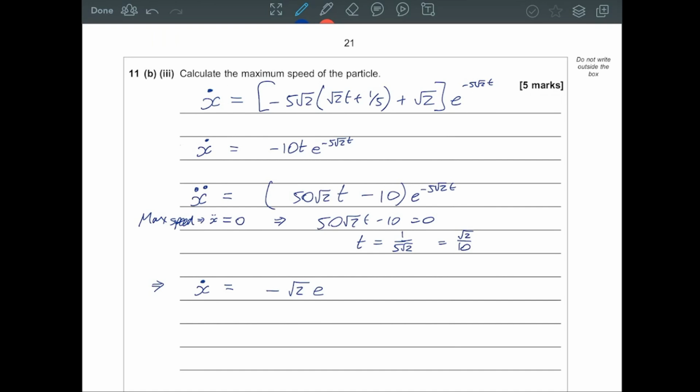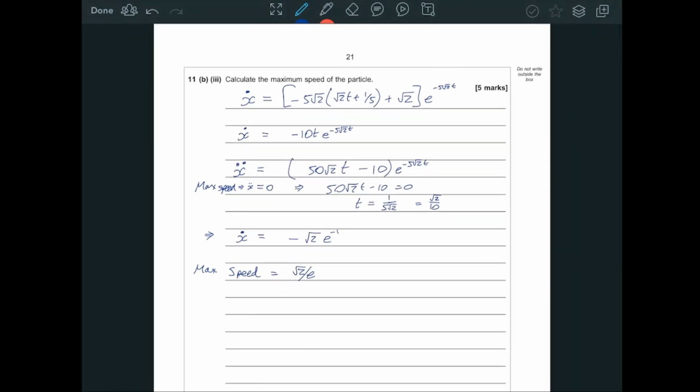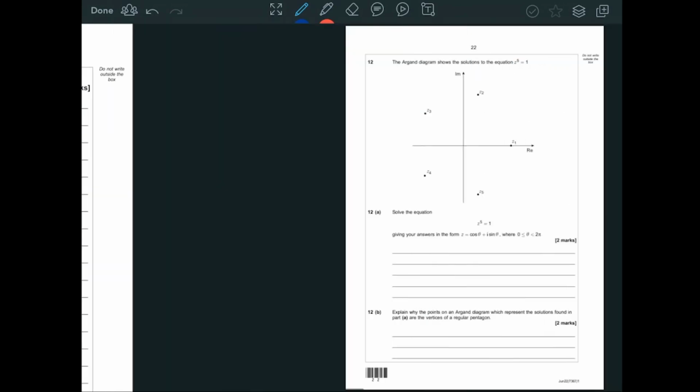Oh, I don't need to do this because I know what t is. Yeah, t is 1 over 5 root 2, and I'm timesing it by 5 root 2. So that's e to the negative 1. So the max speed is going to be root 2 over e. Of course, speed being a scalar, I need to drop that negative sign off. Brilliant. Not a great max speed. That's about half a meter per second. But then again, it is being damped in oil.